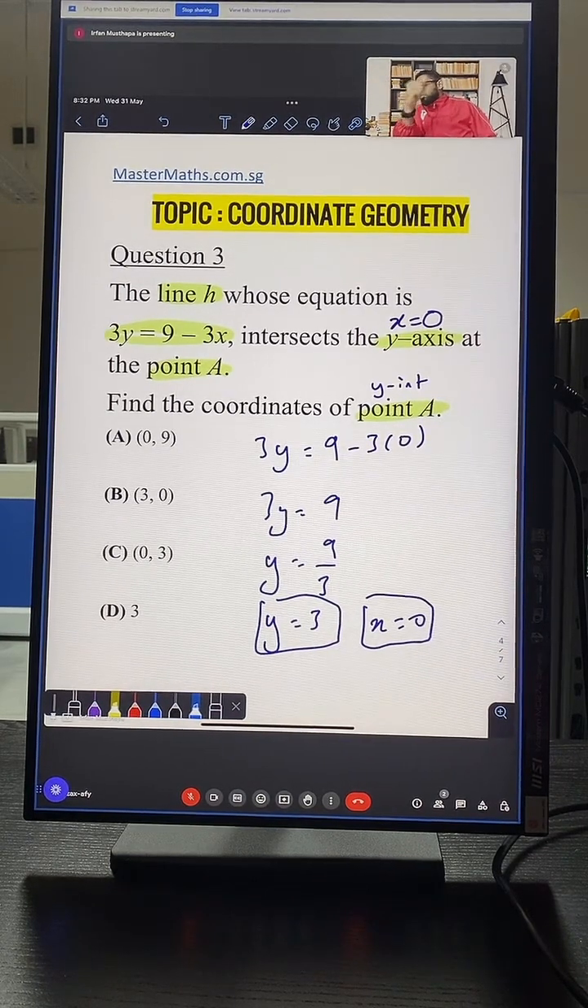D is the worst option ever. They want coordinates, right? You got to give X and Y coordinates. Okay, so what is A? Therefore, A is 0, 3. Answer is option C. Fantastic.